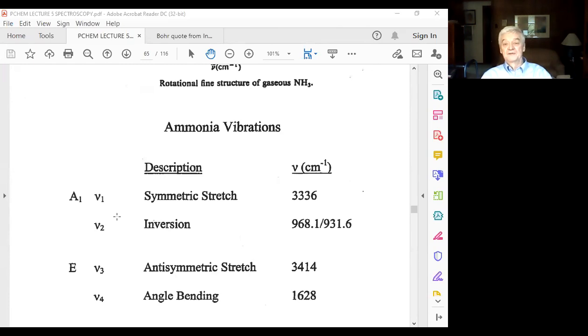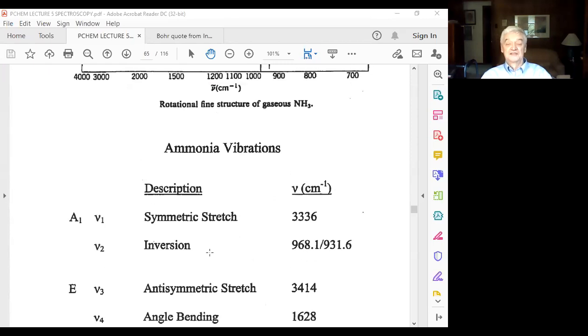So with 4 atoms, it has 6 vibrations. What's labeled nu1 here is 1 vibration, nu2 is another one. Nu3 actually represents 2 vibrations. There's 2 ways to have the anti-symmetric stretch. They both occur at the same frequency, 3414. So we are only going to have 4 frequencies, even though we have 6 vibrations. The same thing for an angle bending. There's 2 ways that you can combine the angle bendings that you have in ammonia.